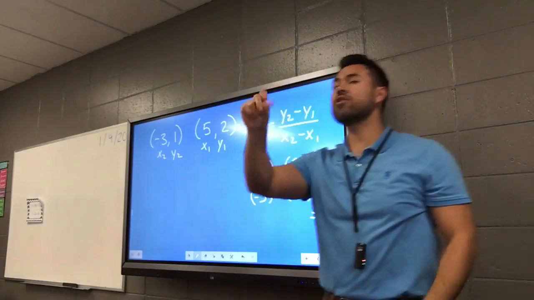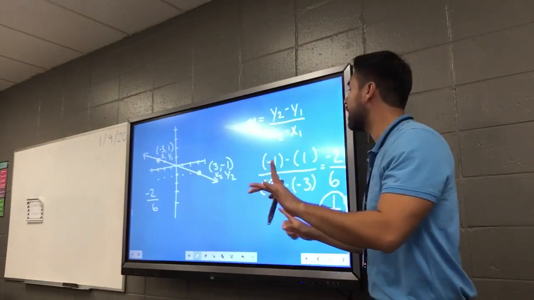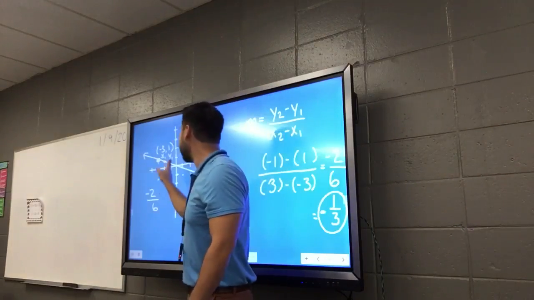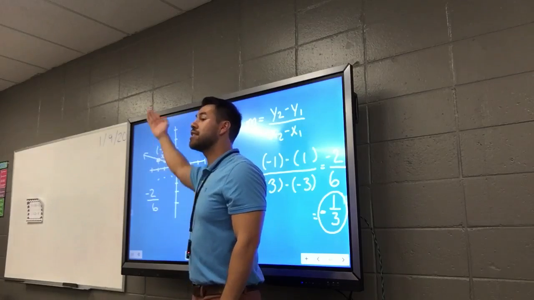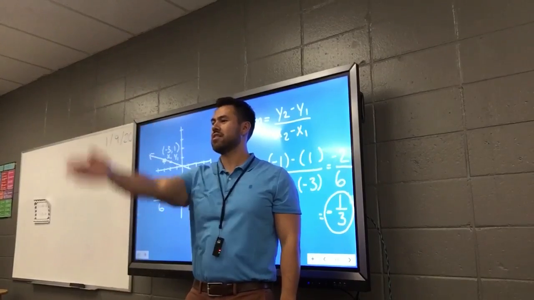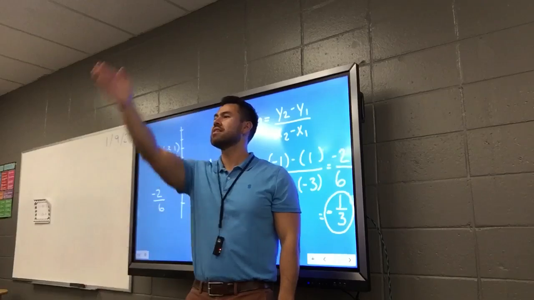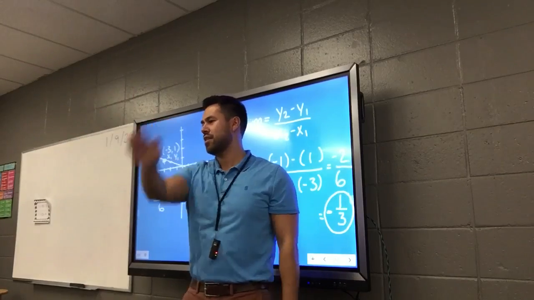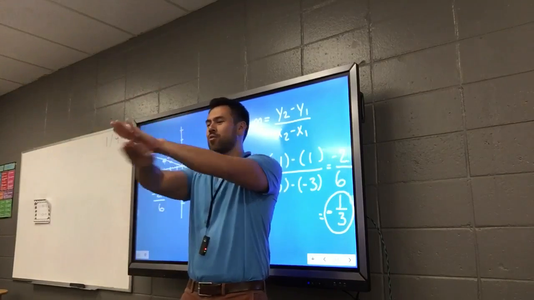Now, listen, if you're like, that doesn't make sense, think of it, guys. Ready? Your y-axis is the vertical axis. What's rise referring to? You rise up and down, and then you run left to right. So rise over run.